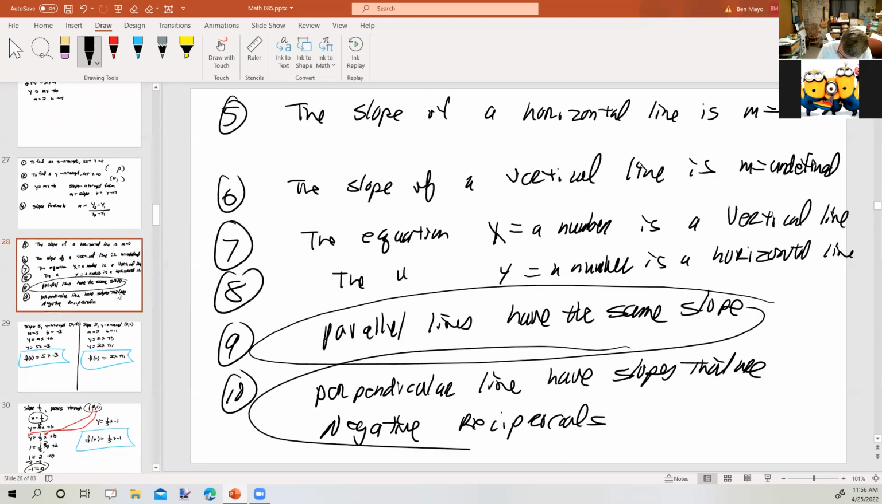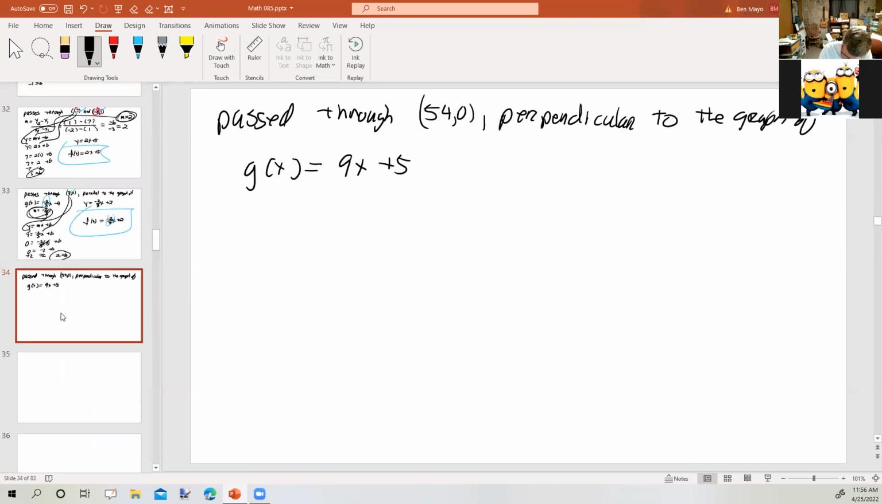Perpendicular lines have slopes that are negative reciprocals. What do we mean by negative reciprocals? All right. Well, the slope of g of x is 9. So the slope of the line that's perpendicular would be negative 1/9. So it's the reciprocal and then the negative or the opposite of it. So you flip it over and change the sign. So the new slope that we're looking for, and that symbol means perpendicular, is negative 1/9.